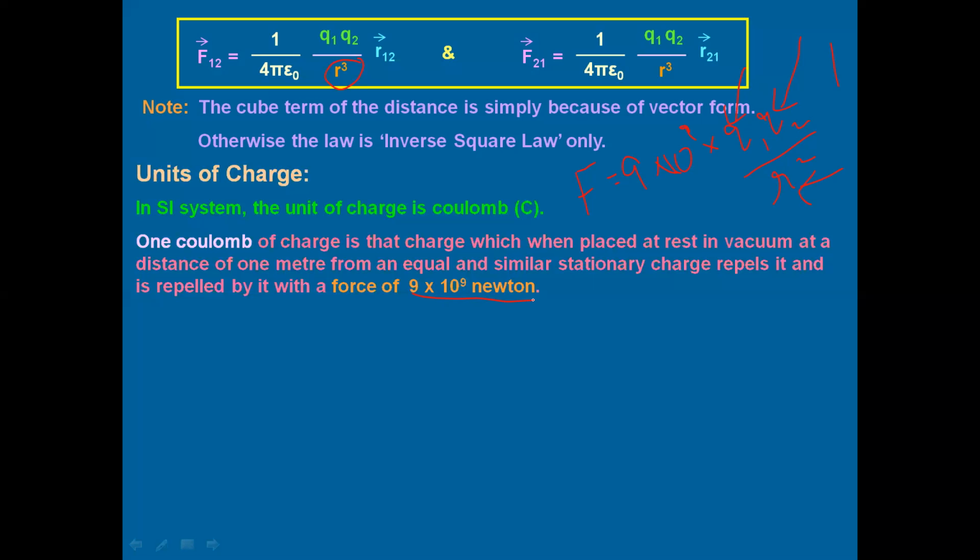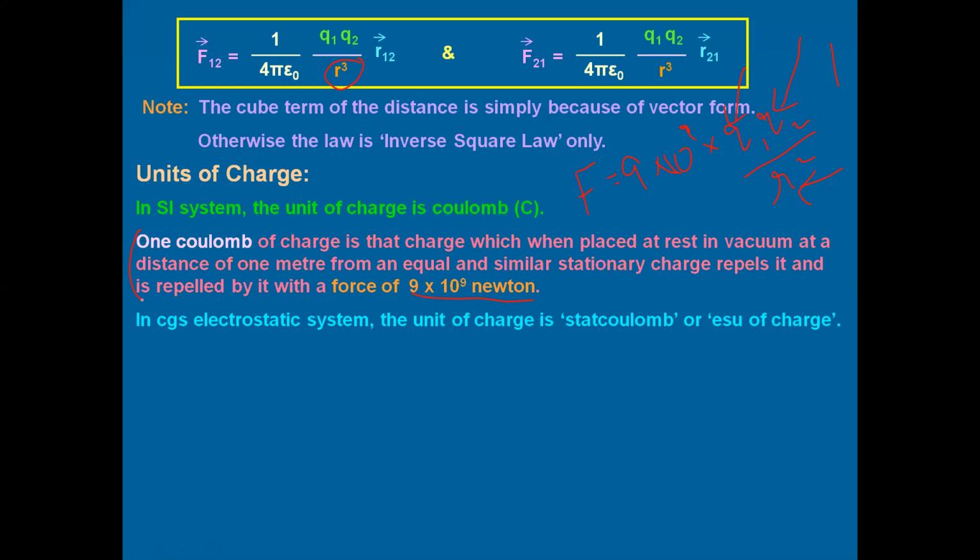That is, 1 coulomb of charge can be defined as that charge which when placed at rest in vacuum at a distance of 1 meter from an equal and similar stationary charge, because we have taken Q1 as 1 coulomb and Q2 is also 1 coulomb, distance as 1 meter, then they will repel each other with the force which is 9 into 10 raised to 9 Newton. This is how the definition of 1 coulomb can be done.